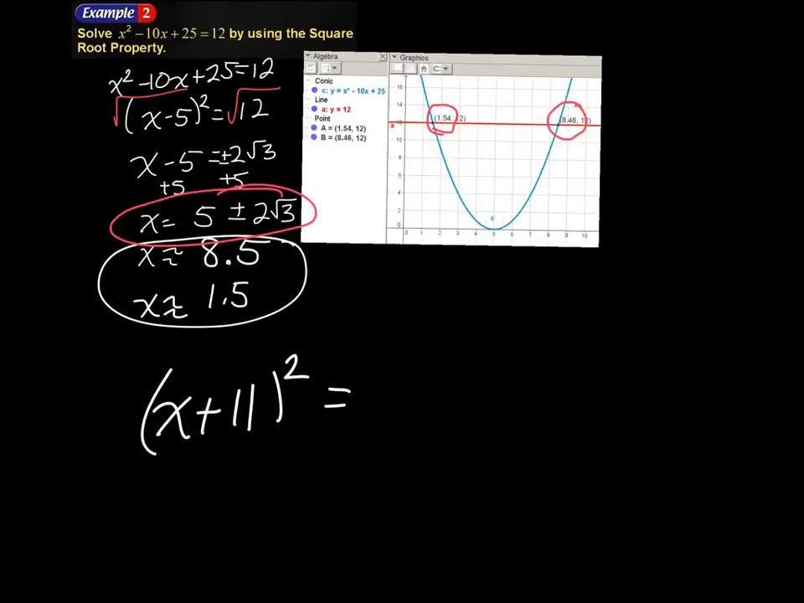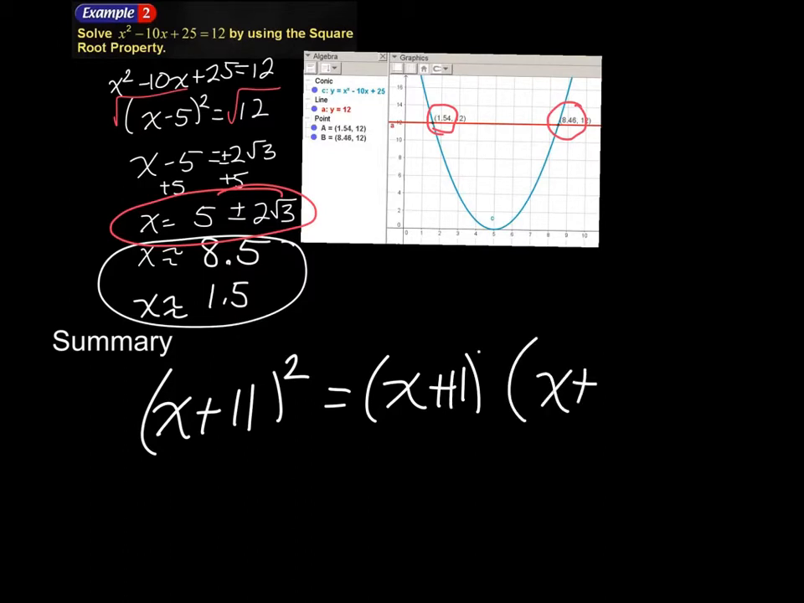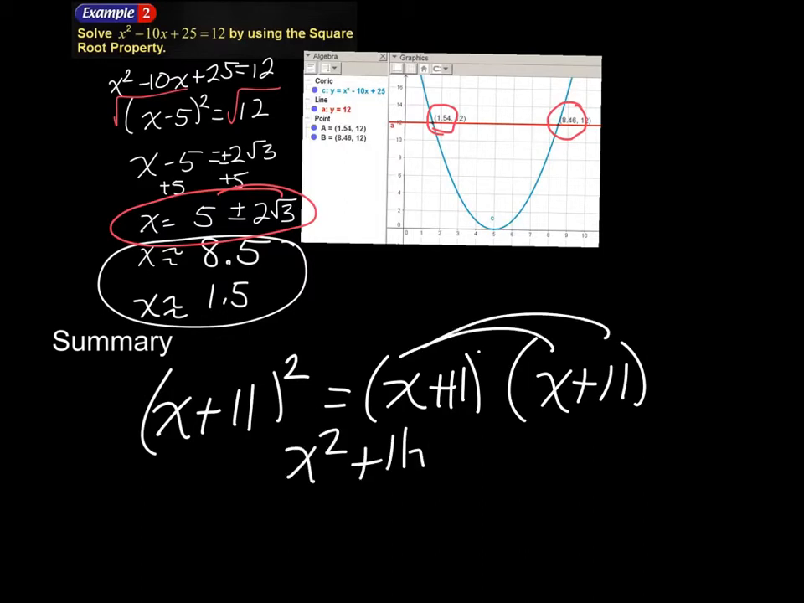We use the square root property by undoing and taking the square root of each side. Since we don't have a summary statement, we're not doing the whole lesson, I thought I'd end with going back to why the perfect square works. So I'm going to take x plus 11 times x plus 11, and we FOIL it out, and we have x squared plus 11x plus 11x again plus 121.